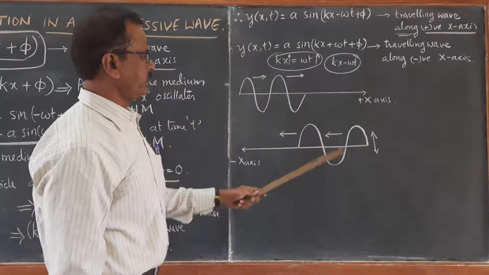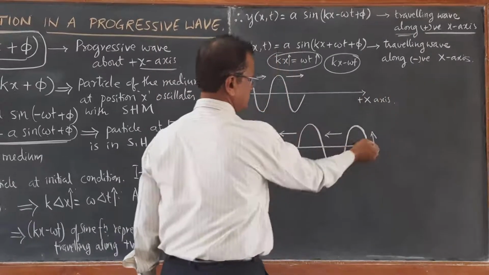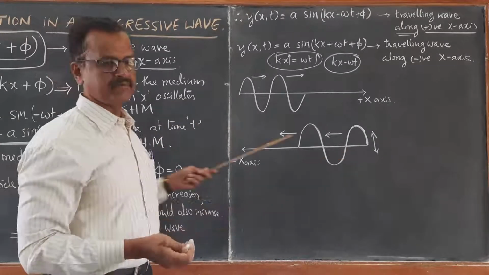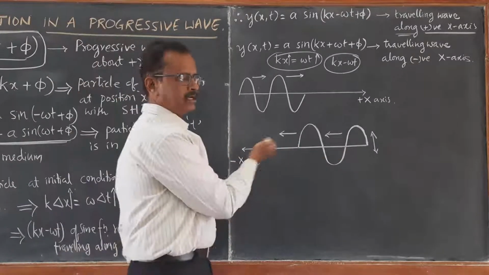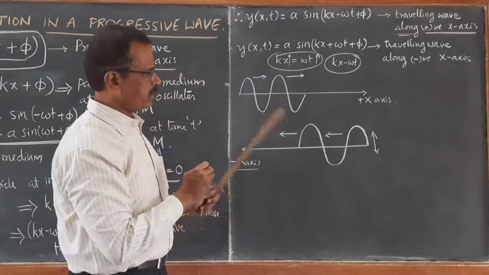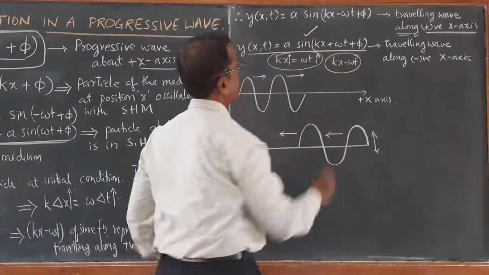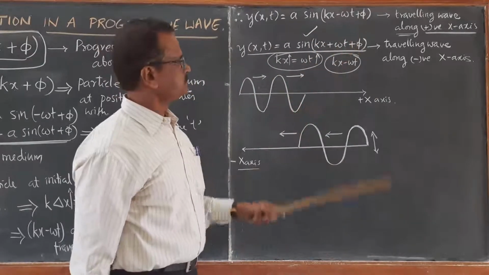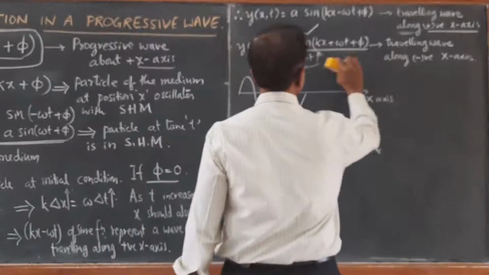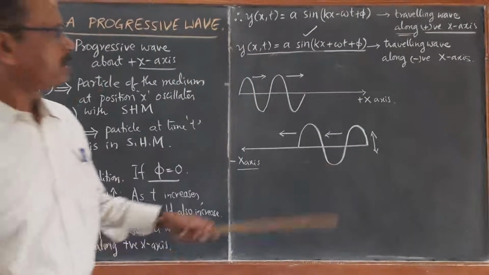Now look at the wave which is traveling along negative x-axis. This is about positive x-axis and this is about negative x-axis, that is in the reverse direction. You can say this is a reflected wave. Suppose it is a reflected wave along a stretched string in the opposite direction. Is it not traveling along negative x-axis? So here the same equation becomes sin kx plus omega t plus phi, which represents a traveling wave along negative x-axis.